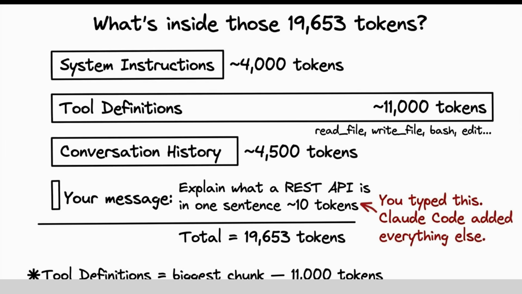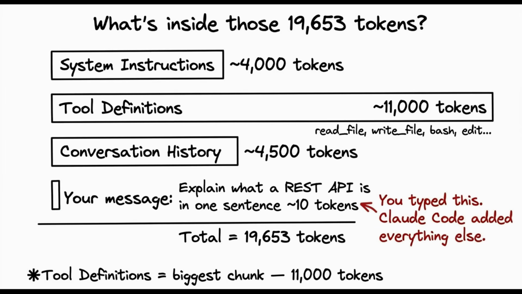First is the system instruction. It's about 4,000 tokens. These are the rules and the behavior guidelines baked into Claude Code. Second is the tool definitions. This is a big one, about 11,000 tokens. Every tool Claude Code has, like read file, write file, bash and edit, has the full description: what it does, what inputs it takes, what it returns. The model needs all that to know how to use them. Then comes the conversation history, about 4,500 tokens. It consists of all our chat history. Then finally our actual message, about 10 tokens. So you type this one, Claude Code adds everything else.